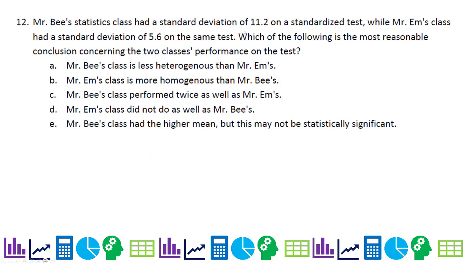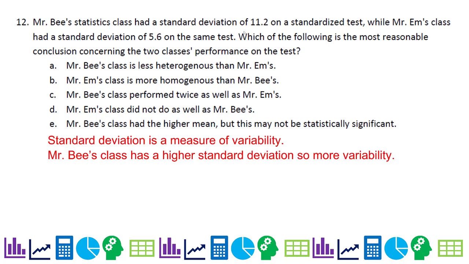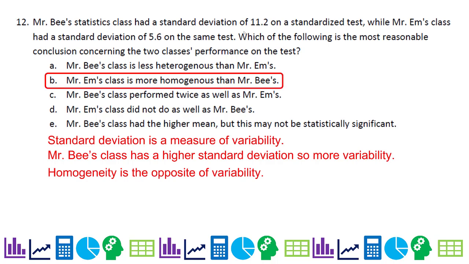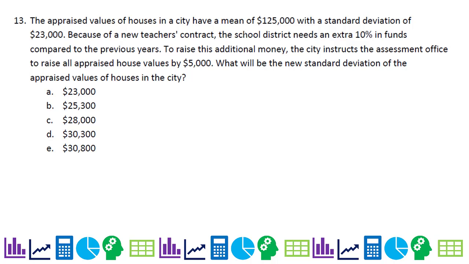Number 12. Mr. B's statistics class had a standard deviation of 11.2 on a standardized test, while Mr. M's class had a standard deviation of 5.6 on the same test. Which of the following is the most reasonable conclusion concerning the classes' performance on this test? Standard deviation is a measure of variability. Mr. B's class has a higher standard deviation, so more variability. Homogeneity is the opposite of variability. So we can say Mr. M's class, which doesn't have so much variability, is more homogeneous than Mr. B's class. On to number 13.